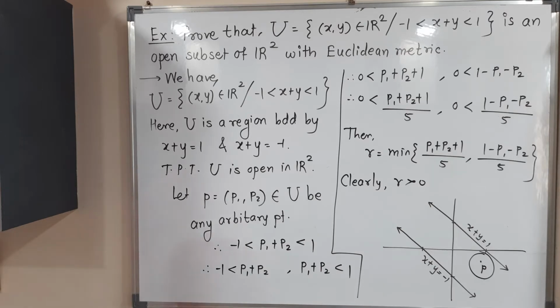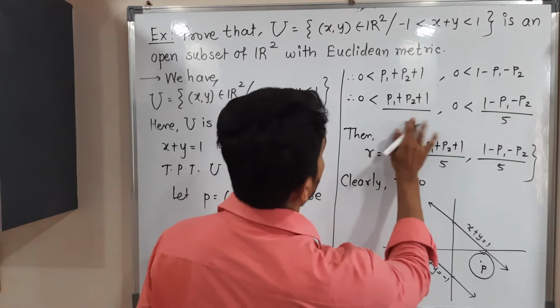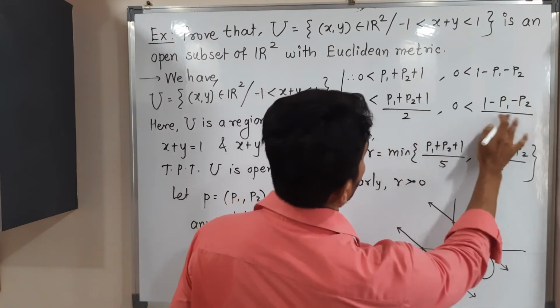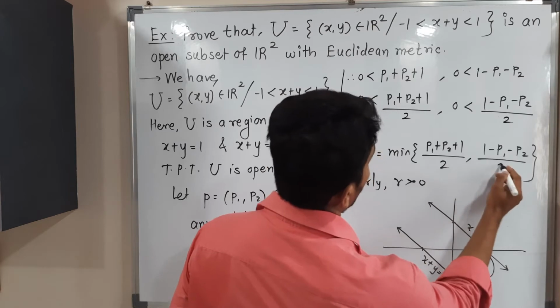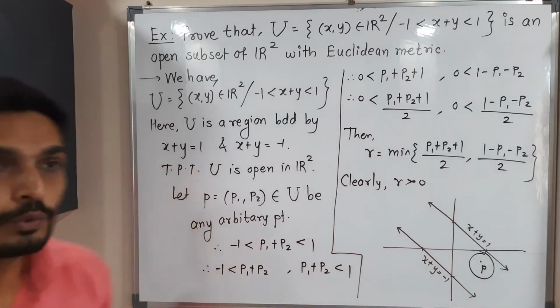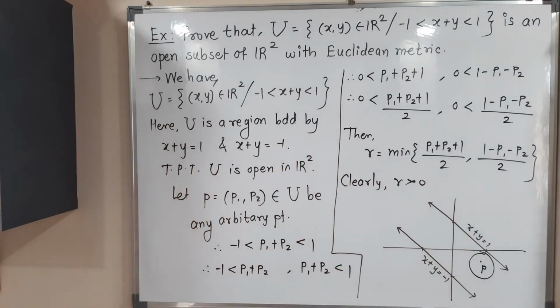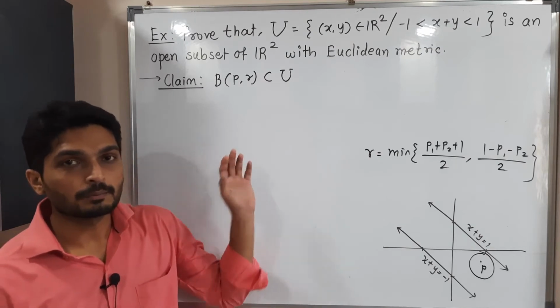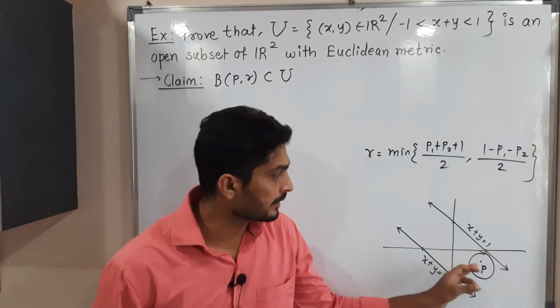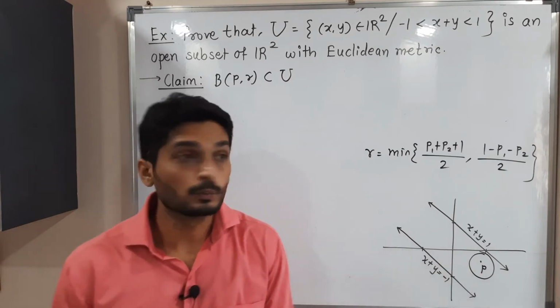But instead of 5, what will I do? I will take 2 here. It is better to take 2. If you take 5, no problem, but if you take 2, then also it will be okay. So I will take 2 and we will go further. Make a screenshot of it. So this is our claim now: the open ball with center P and radius R is a subset of U.